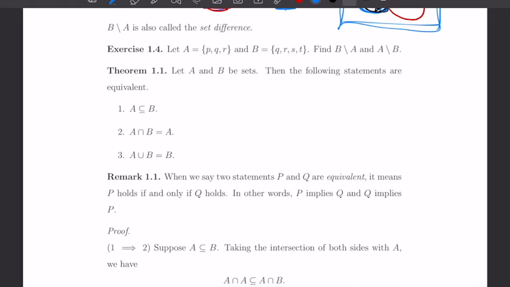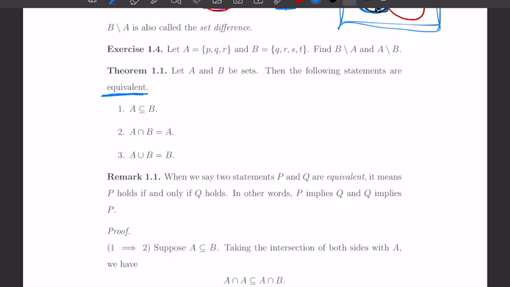Now, here's one theorem. Theorem. Let A and B be sets. Then the following statements are equivalent. 1. A is a subset of B. 2. A intersect B is equal to A. And 3. A union B is equal to B. Do you know the meaning of equivalent? This is a technical term.